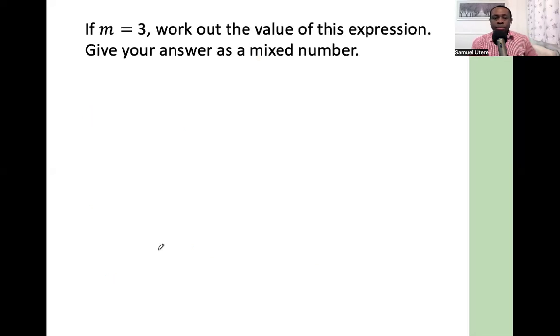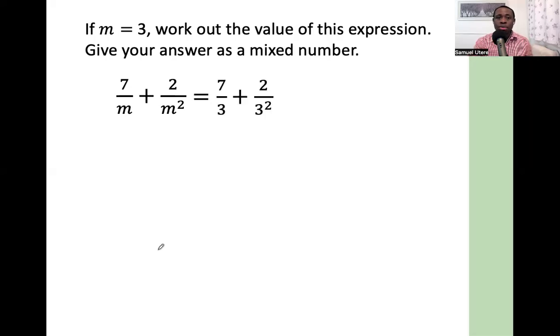Okay, let's look at this. If we are asked to work out the value of this expression and give our answer as a mixed number, you know straight away that you're doing substitution. So wherever the m is, you're going to put 3. Okay, that's what it means. Now, if you do that, that gives you this. It's simple substitution. You now have 7/3 plus 2/9.